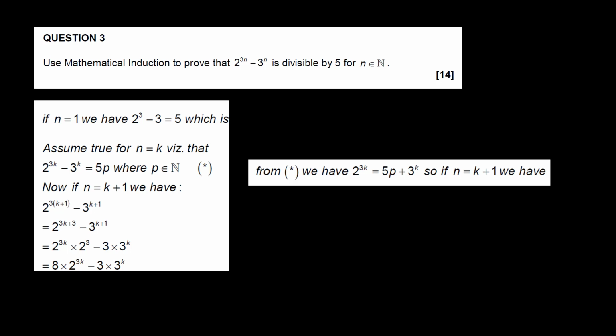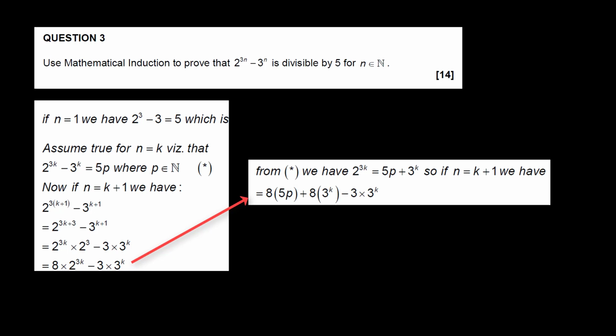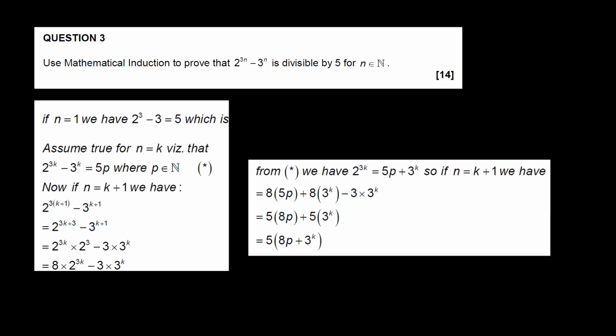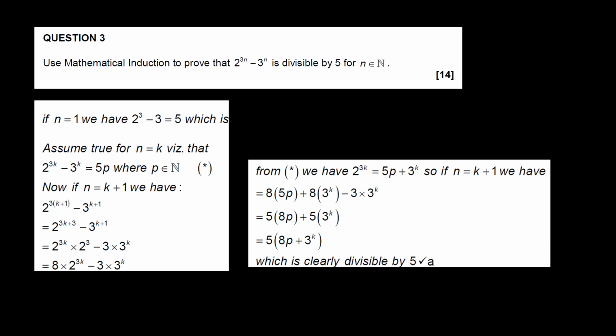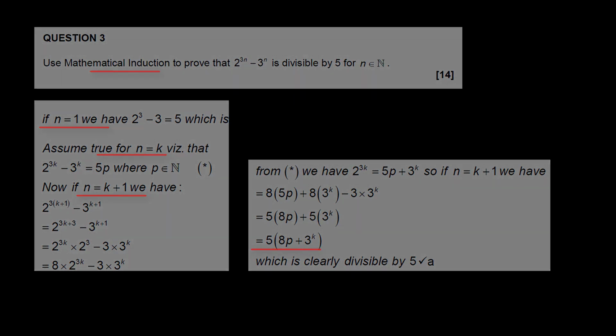From step 2, 2 to the power of 3k equals 5p plus 3 to the power of k. Substituting in, 8 times 5p plus 8 times 3 to the k minus 3 times 3 to the k equals 5 times 8p plus 5 times 3 to the k, which equals 5 times (8p plus 3 to the k), which is clearly divisible by 5 because 5 is a factor. So, by the principle of mathematical induction, we have proved the result for n an element of natural numbers.